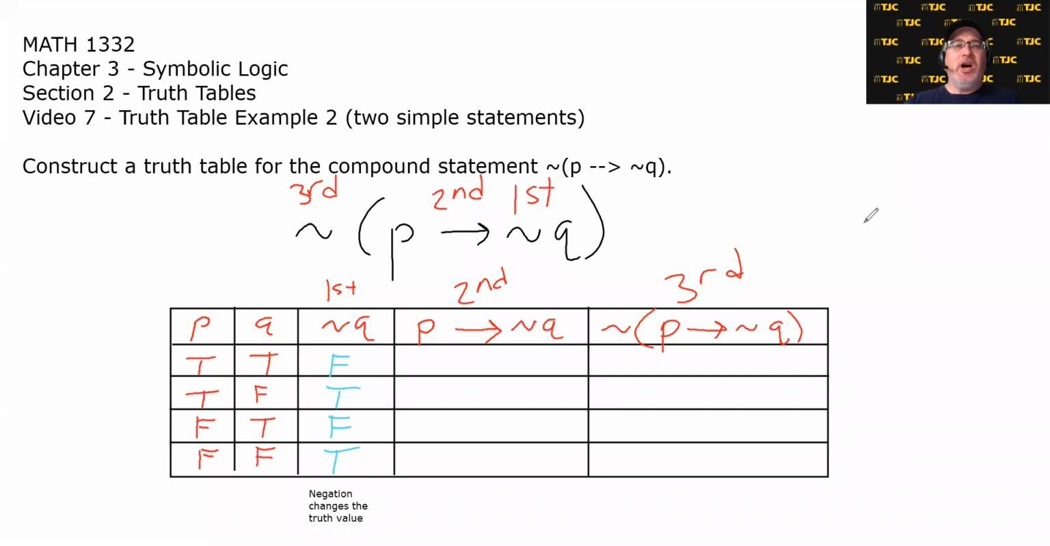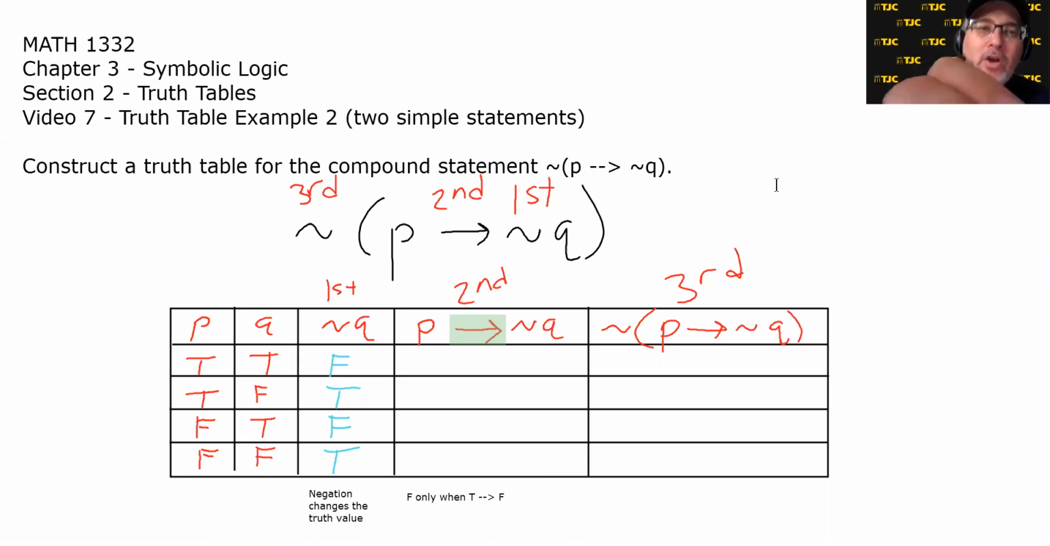All right, let's move to the second column. What is the connective the second column was built around? The second column was built around the conditional. Remember, we decided that up here. So I need to apply the rule for conditional. What was the rule for conditional? The rule for conditional is it's false only when true points to false. I think that's the easiest visual way to represent that rule. So that's the rule that we're going to do.